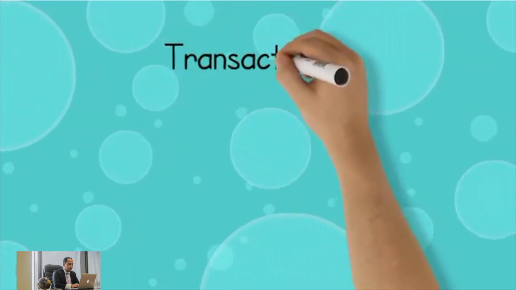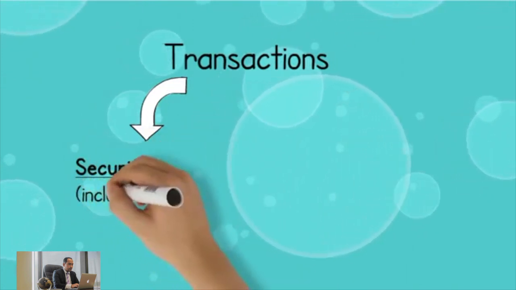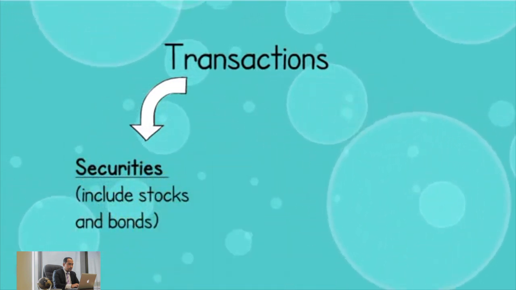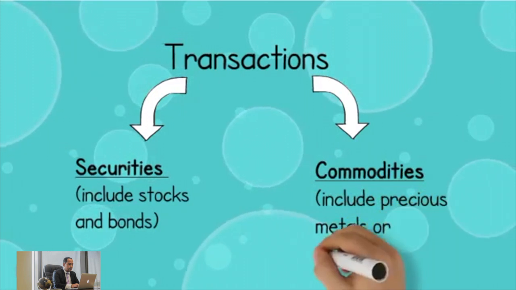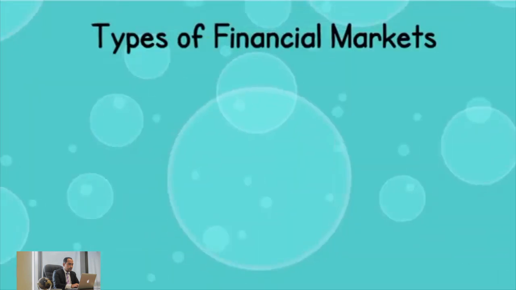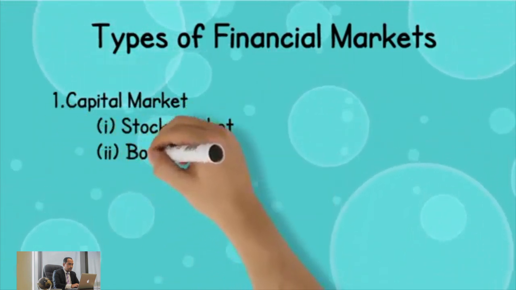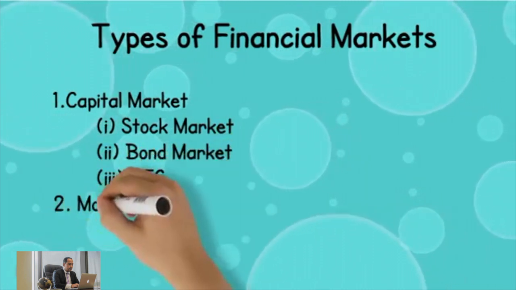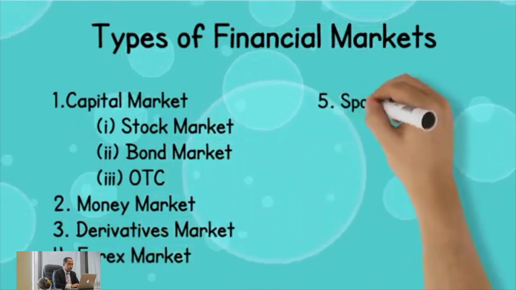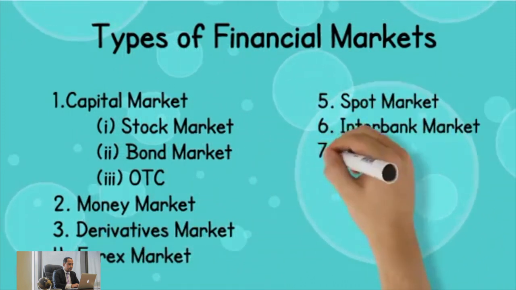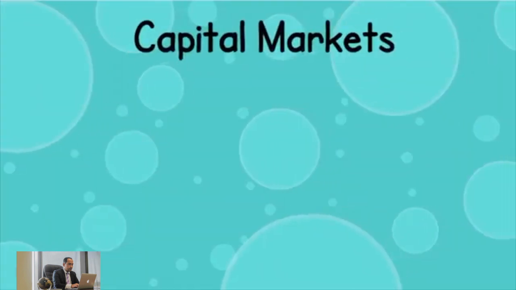The transactions take two parts. One is securities, including stocks and bonds. The second one is commodities, including precious metals or agricultural products. Types of financial markets: number one is capital markets, which include stock markets, bond markets, and OTC market. 2, money markets, 3, derivatives markets, 4, forex markets, 5, spot market, 6, interbank markets, 7, equity market, 8, credit market, 9, commodity market.